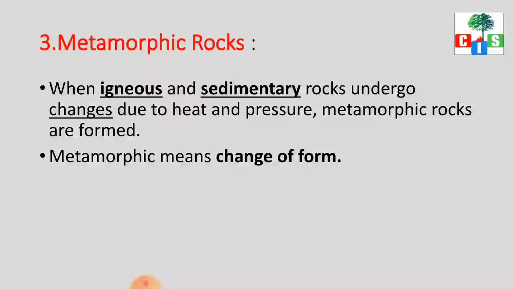The first type of rock is igneous rock, which is formed by the magma which flows out of the volcano. The second type of rock, sedimentary rocks, are formed when sand, pebbles and other sediment collect and form layers. And the third type of rocks is metamorphic rocks. When igneous and sedimentary rocks undergo changes because of heat and pressure, this third type, the metamorphic rocks, are formed. As they form from igneous and sedimentary rocks after the change, metamorphic is also called change of form.